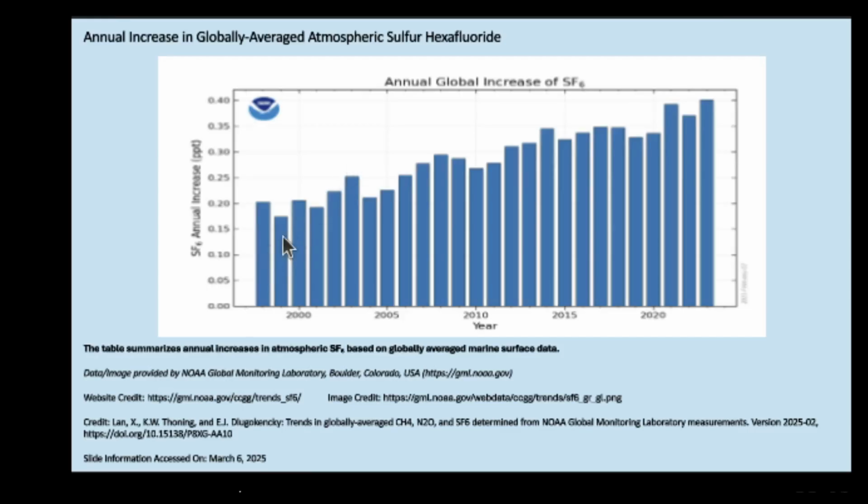Sulfur hexafluoride's annual growth rate was substantially positive in each year from 1997 to the last full year that the records are available for, through October 2024 at least, up to this amount here of annual growth rate. So there's been an increase in all four greenhouse gases in the atmosphere, not only in the last several years, but also in the last several decades.